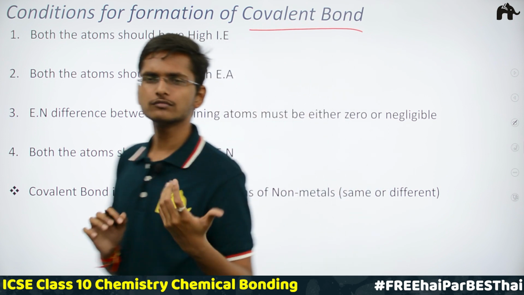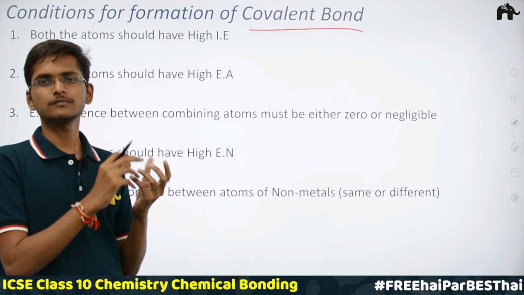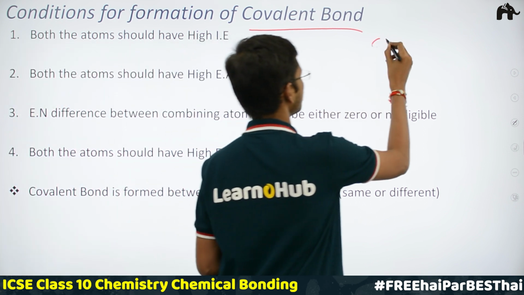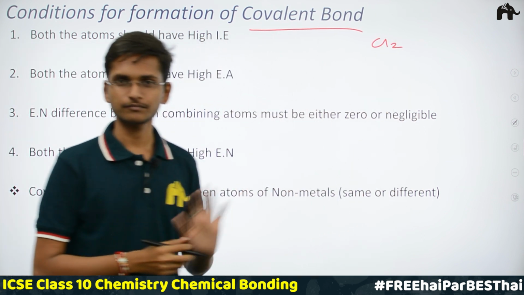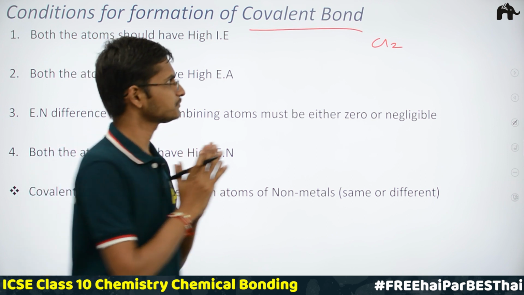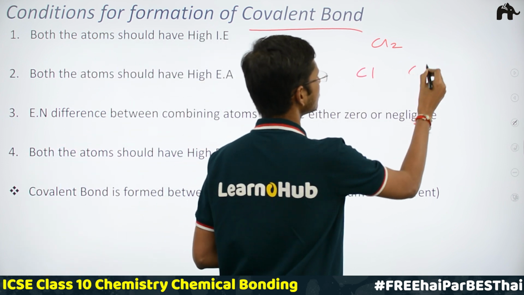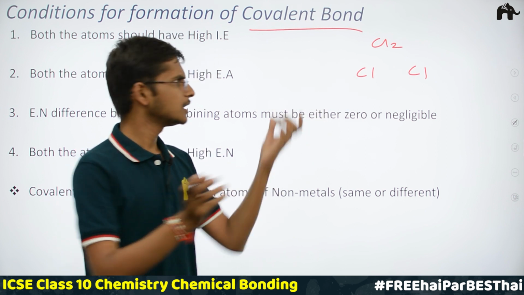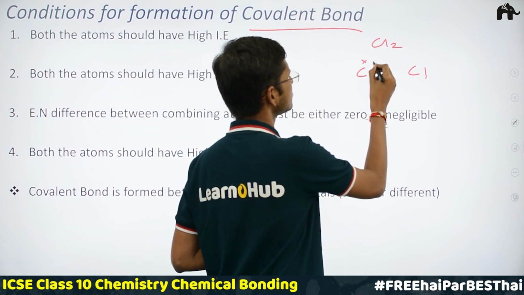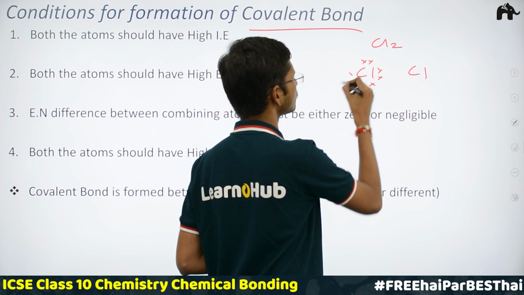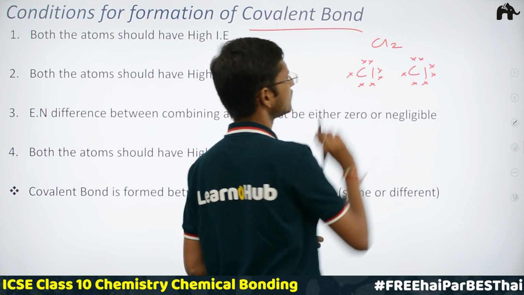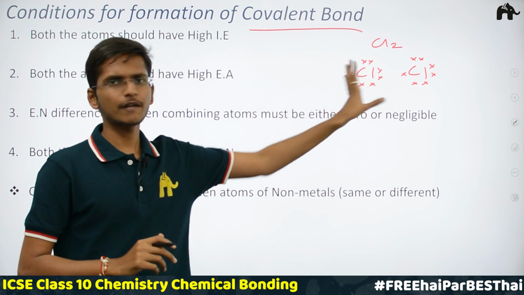So I'm going to take a simple example of a molecule which has a covalent bond. Suppose I'm taking Cl2, my favorite chlorine gas, but it's very dangerous. This chlorine molecule is made from two chlorine atoms, and each chlorine atom has 7 electrons in its outermost shell. This is the electron dot structure of each chlorine atom, which I have drawn separately.